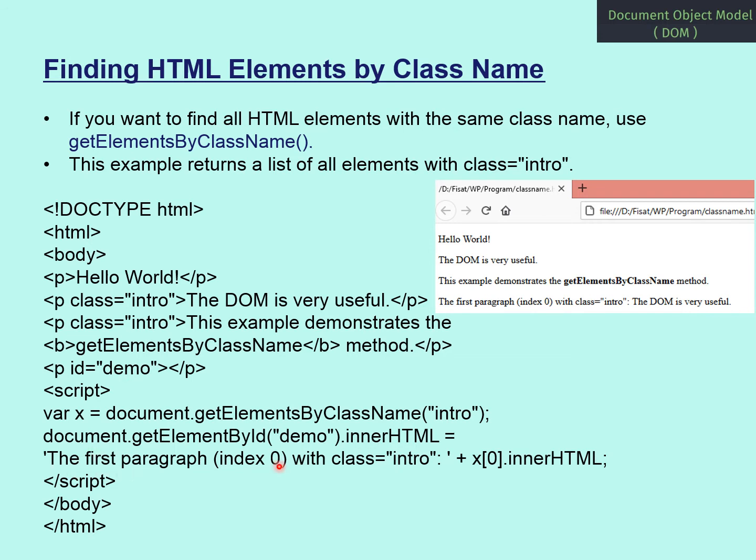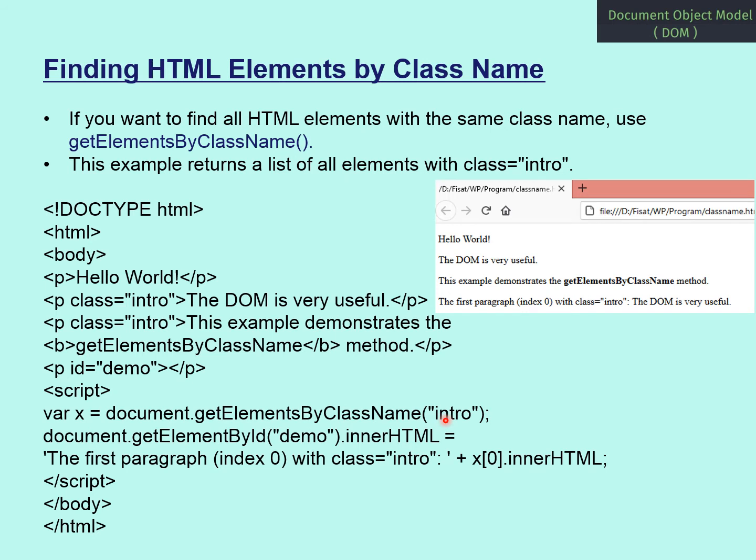The first paragraph, index of 0 with class is equal to intro, x of 0 dot innerHTML. So here what happens is this text is printed. Now we have to consider what is x of 0. Here variable x is assigned with the value document dot getElementsByClassName of intro.